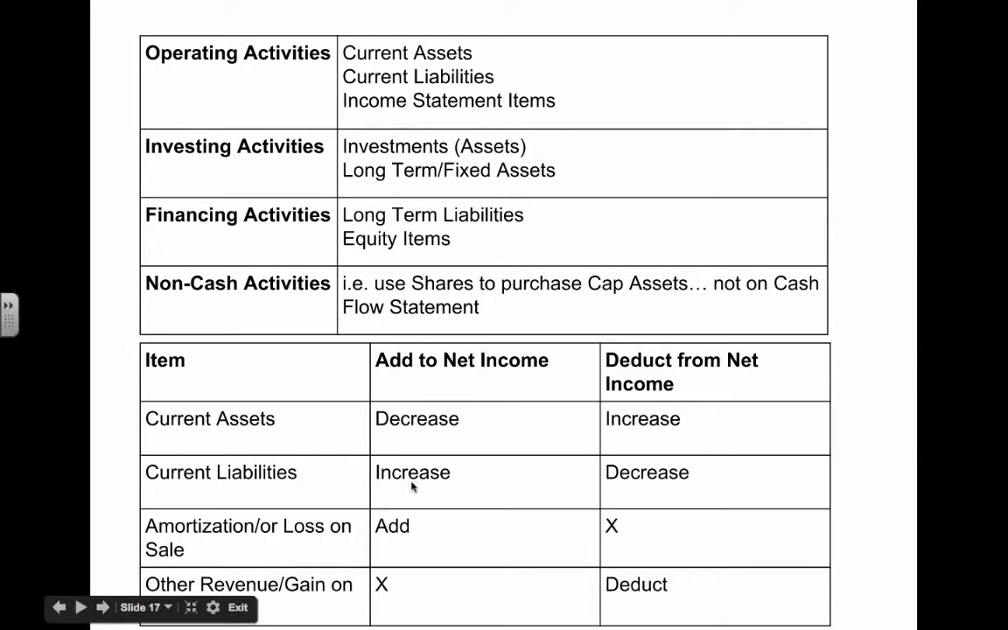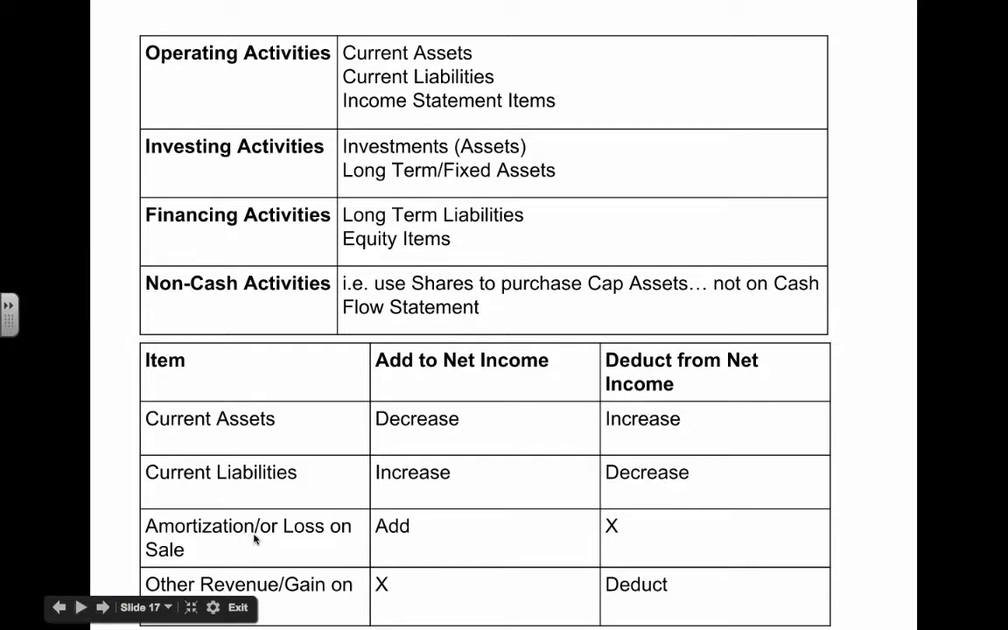If they went up from the beginning of the period to the end, so you're going to look at accounts payable. Let's say it was $10 at the beginning of the period and $100 at the end. Well, it went up by $90, so you're going to add that $90 back to the net income number. And vice versa, if it went down, you're going to subtract it.